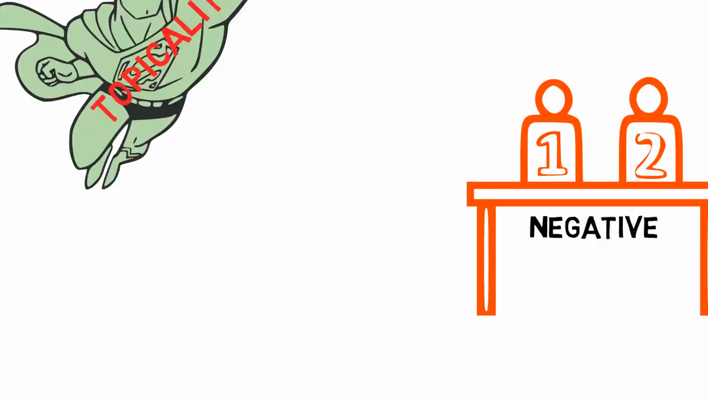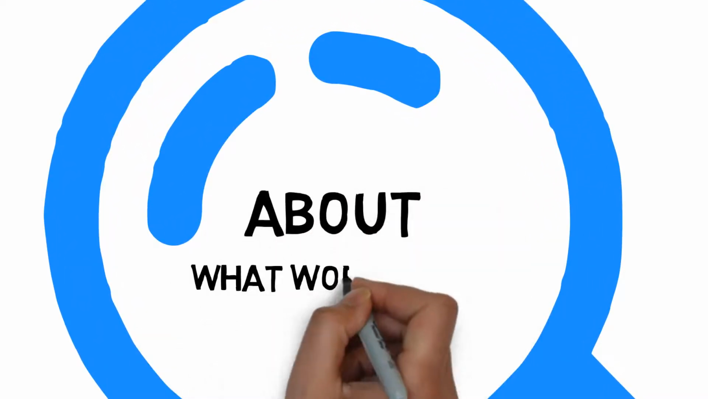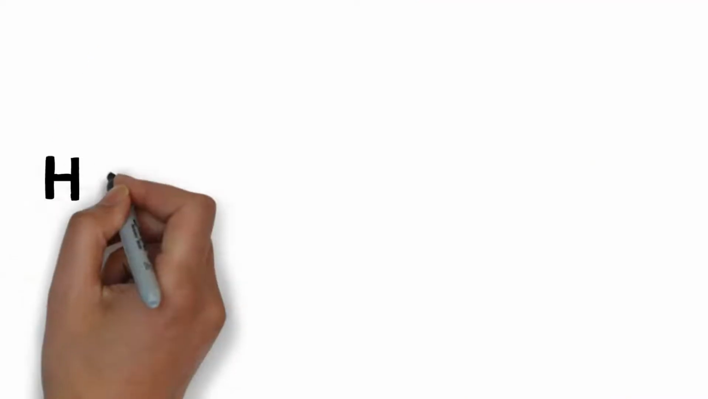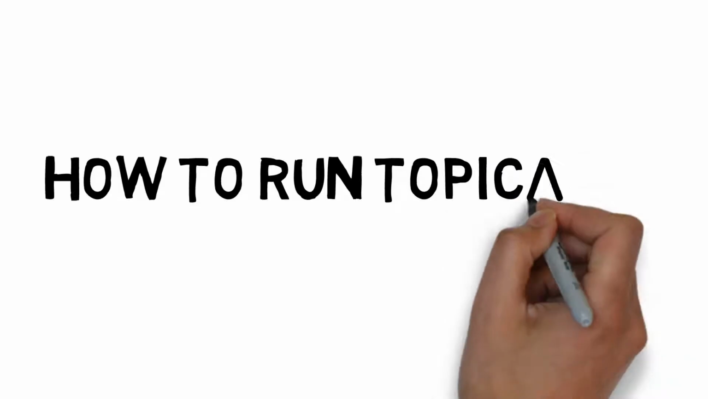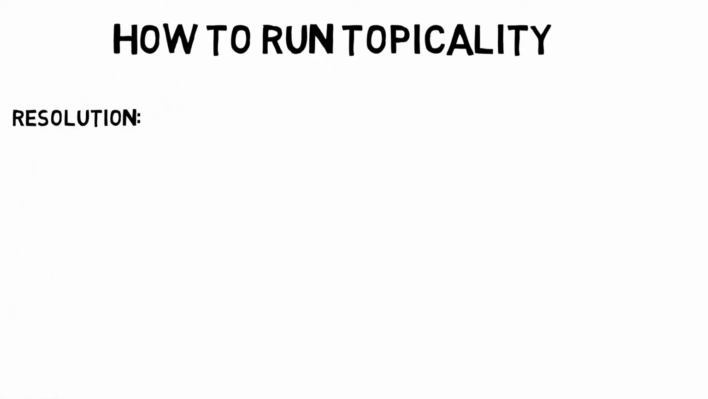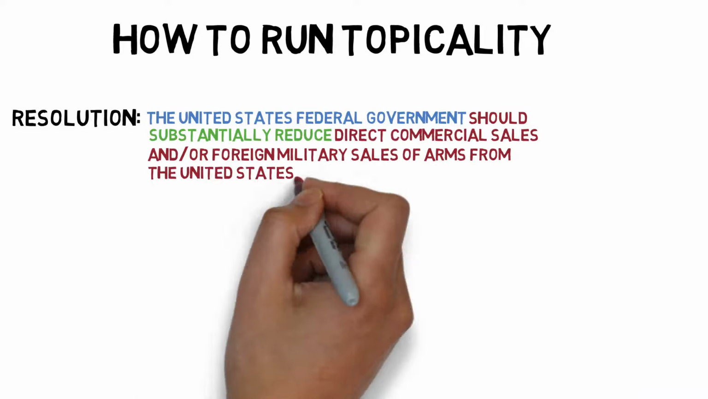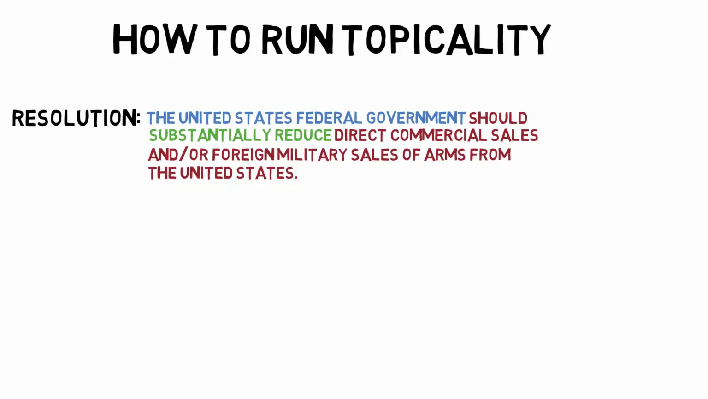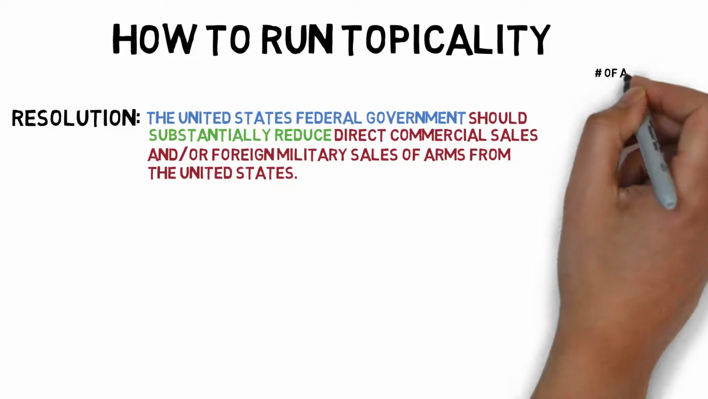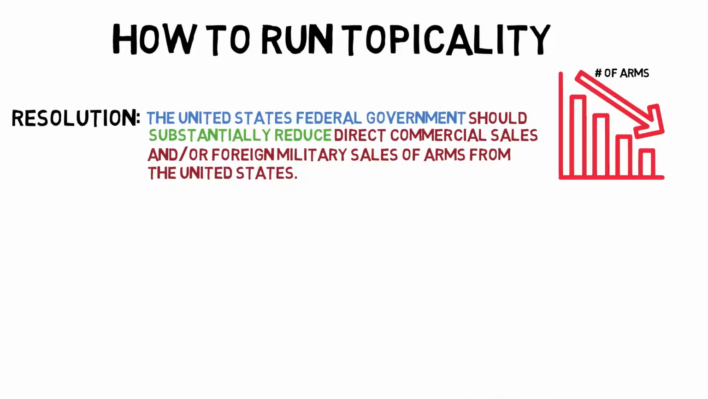In the example we just looked at, it was pretty clear that the affirmative team was off topic, but in most cases, it's not that obvious. It's usually more subtle and often revolves around what one particular word means. Let's learn how to use topicality. To do so, we're going to use this year's resolution and the Arms to Mexico case. Let's start with the resolution. The United States federal government should substantially reduce direct commercial sales and/or foreign military sales of arms from the United States. This resolution means that any case the affirmative team presents should greatly reduce the number of arms that the United States is selling to foreign nations.